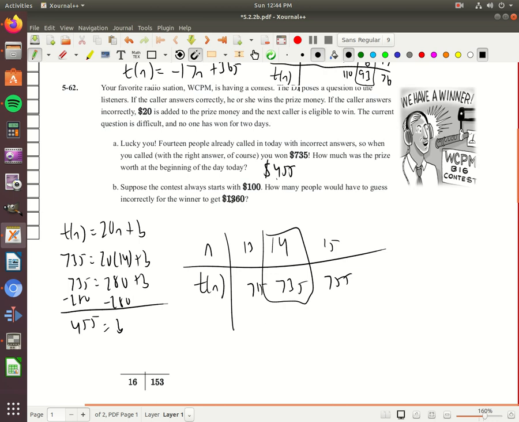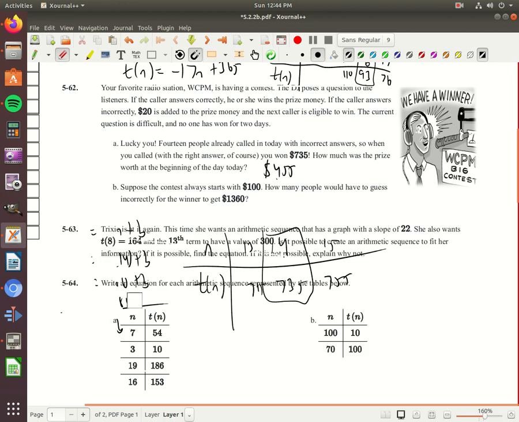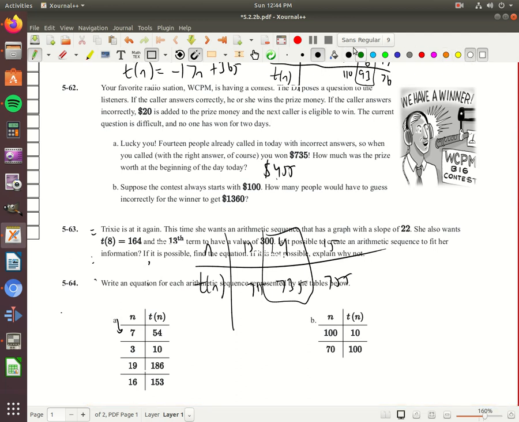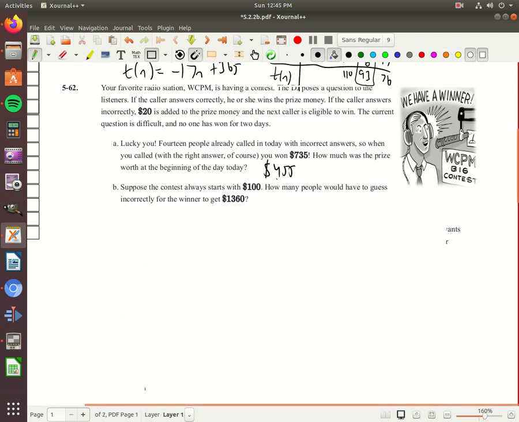And suppose the contest always starts with $100. How many people would have to guess incorrectly for the winner to get 1360? So, different question here. So we will clear all this stuff out. By the way, it occurs to me that I'm going to have to go through and check the answer key on this to see if I missed anything else like I did earlier in that one.